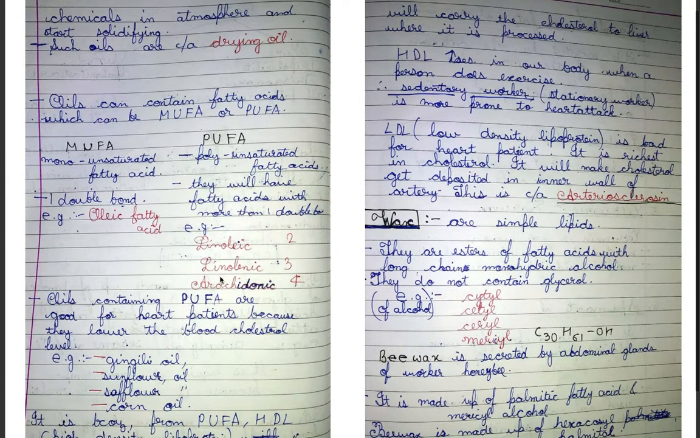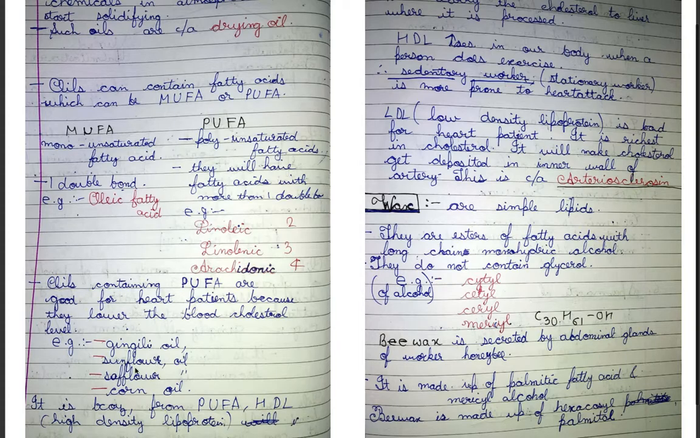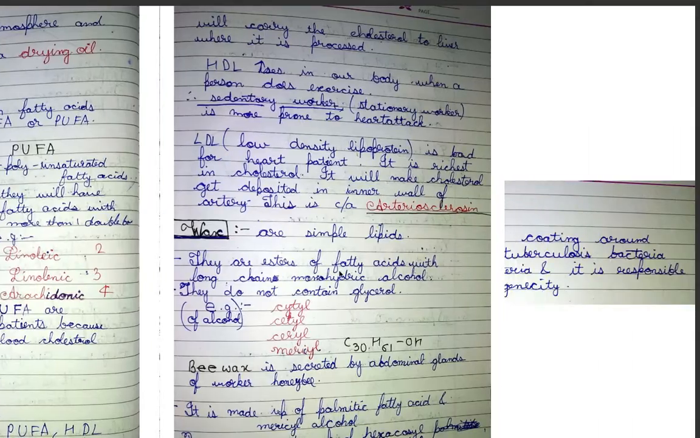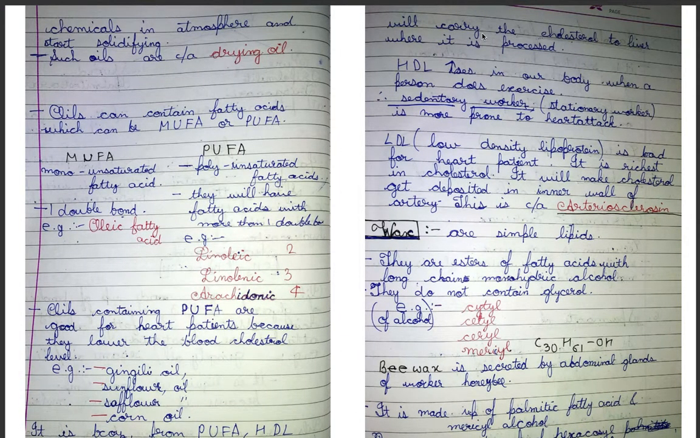Now oils containing PUFA are better for heart patients because they lower blood cholesterol, having more than one double bond. Examples are gingerly oil, sunflower oil, safflower oil, and corn oil. These four are good oils. It is because PUFA is associated with HDL, that is high density lipoproteins, which carry the cholesterol to the liver where it is processed.